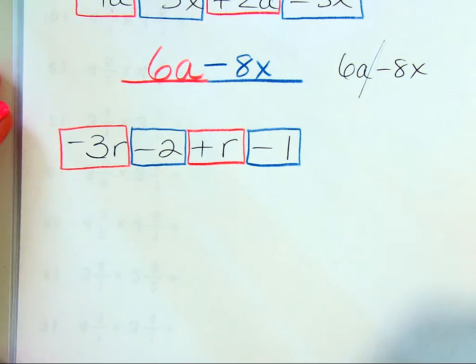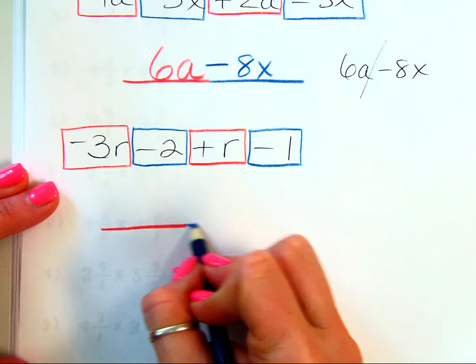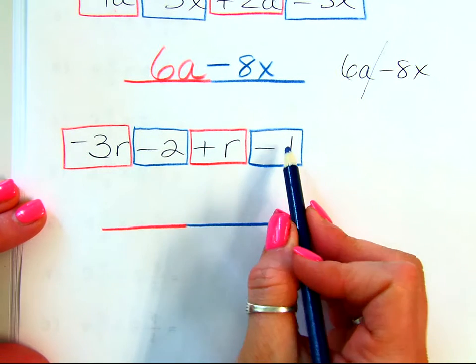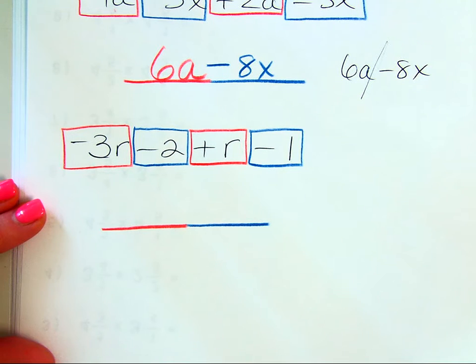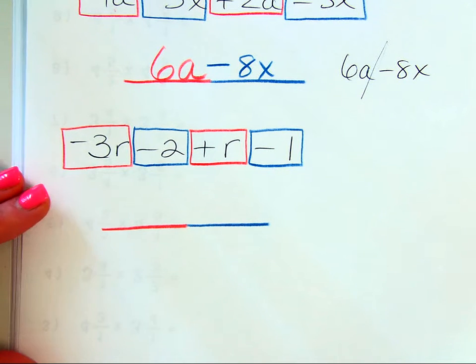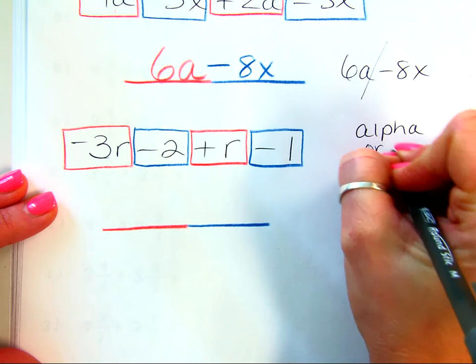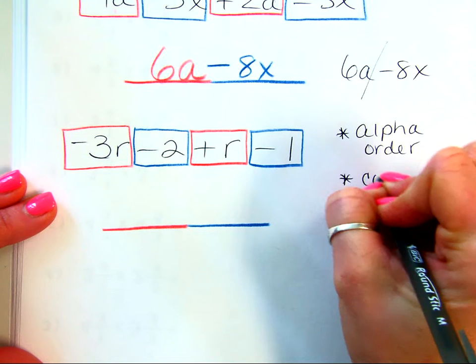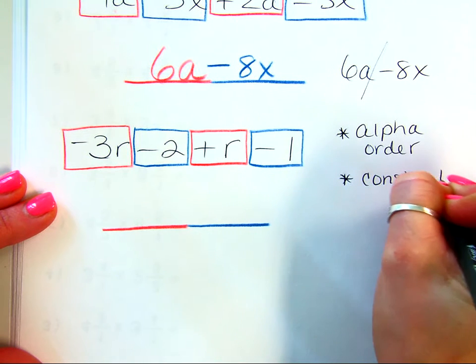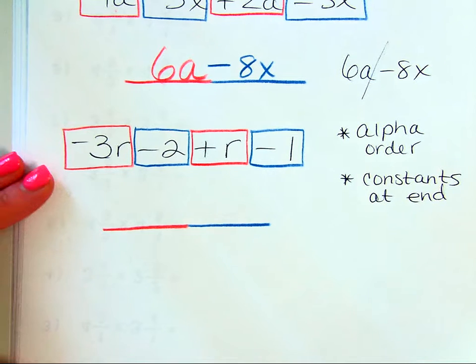Okay. I'm going to go, and then when you do this, when there are constants, because that's a constant, right? Negative 1 is my constant. Constants are always at the end. Okay, so here's what I want you to put. Alphabetical order, constants at the end. This is how you will see most of the answers given to you.